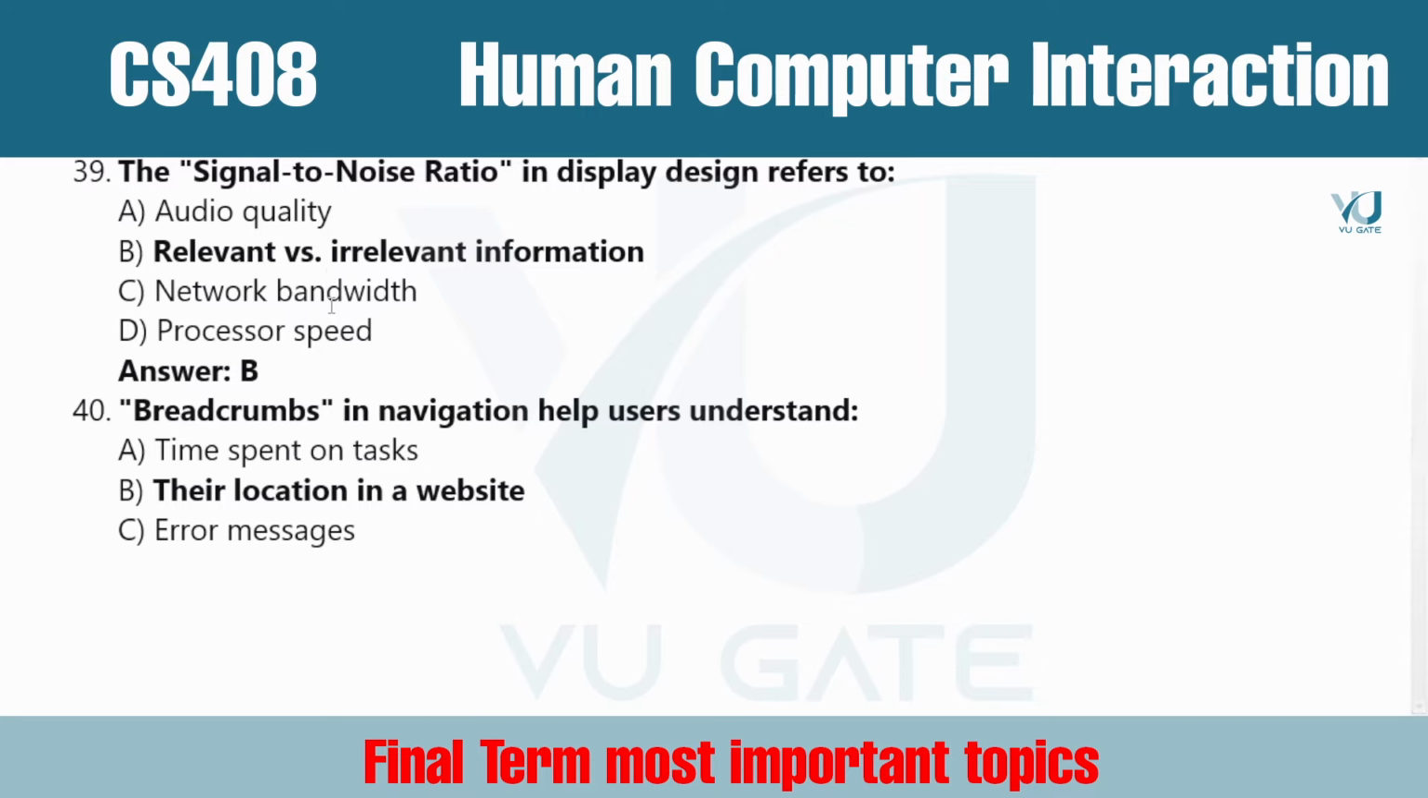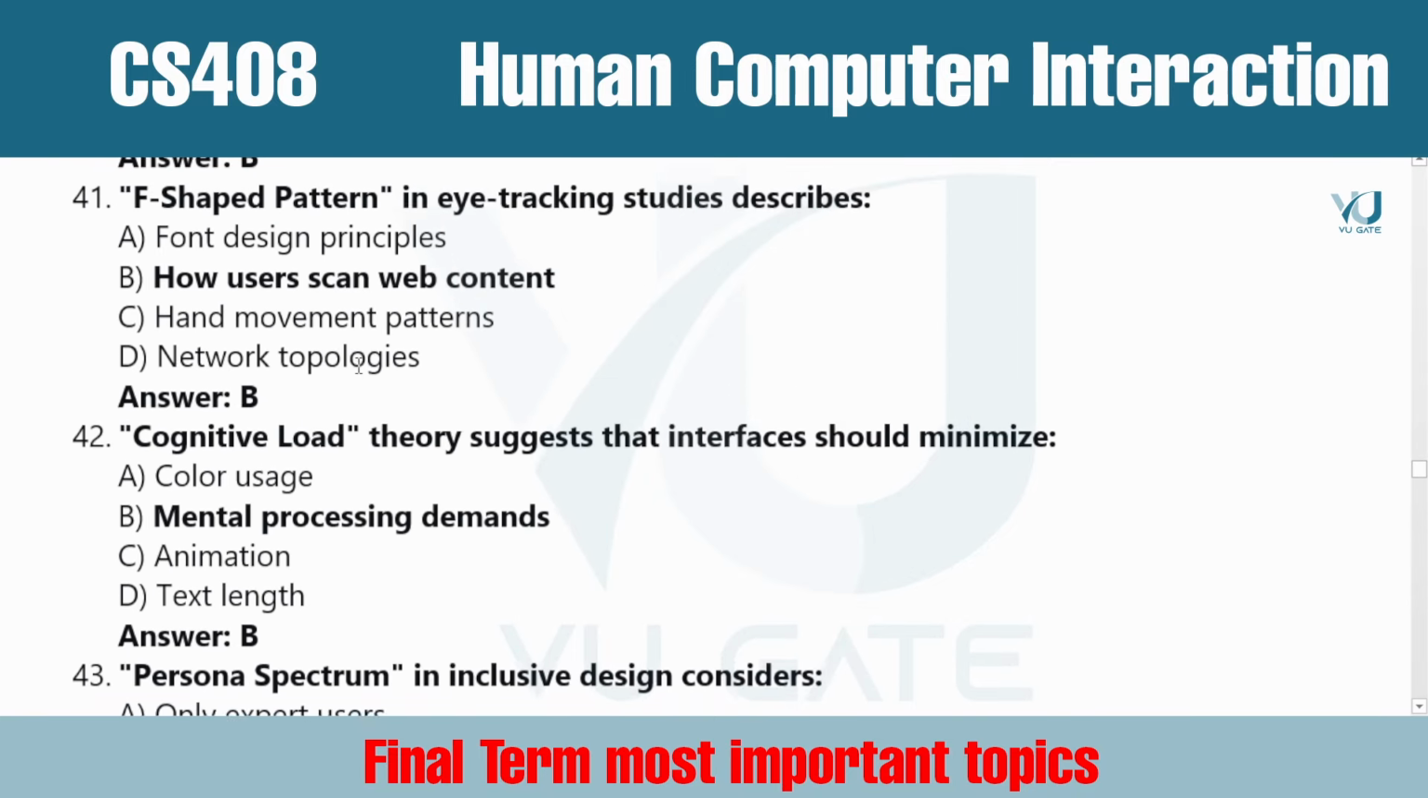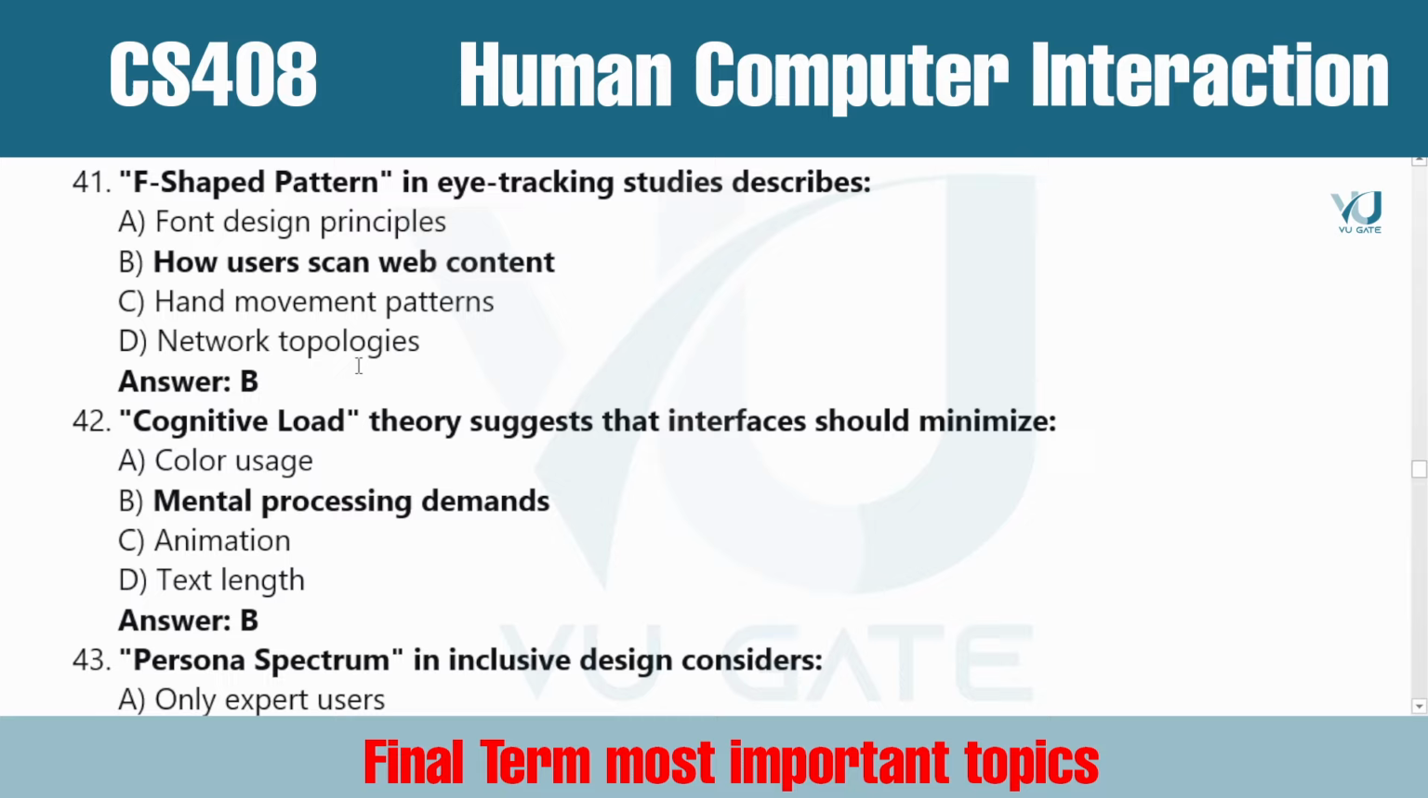Question 40. Breadcrumbs in navigation help users understand? The correct answer is option B, their location in a website. Question 41. F-shaped pattern in eye tracking studies describes? The correct answer is option B, how users scan web content.